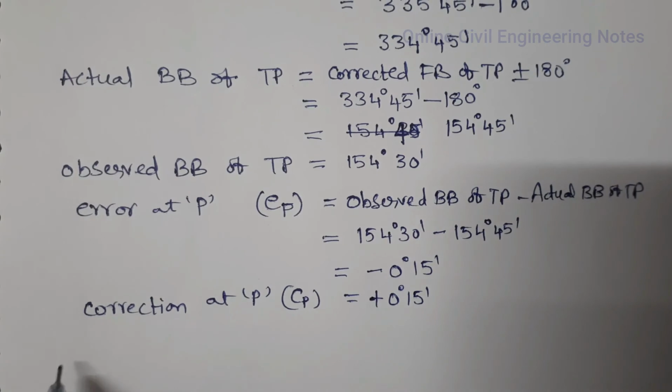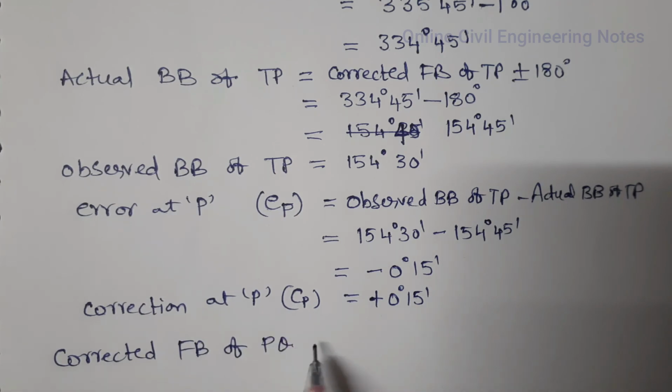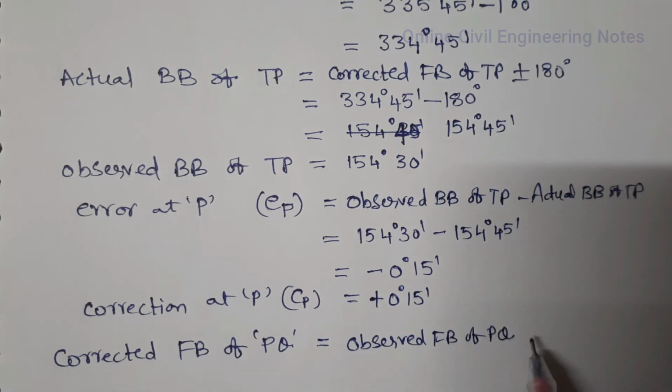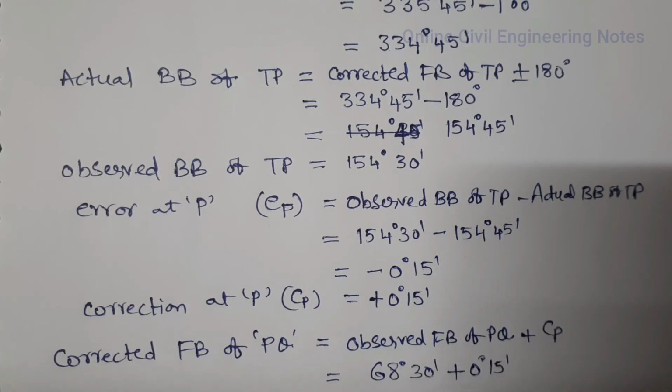Now calculate the corrected fore bearing of PQ line, which is equal to observed fore bearing of PQ plus correction at P point. Observed fore bearing of PQ is 68 degrees 30 minutes plus 0 degrees 15 minutes, which is equal to 68 degrees 45 minutes.